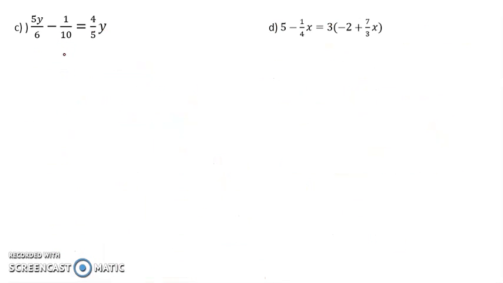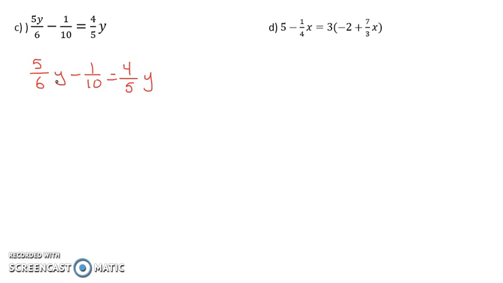Two final examples to just get us comfortable with this, in particular with this idea of using the LCD and killing the fractions. This first one here is 5y over 6 minus 1/10 equals 4 over 5y. Well, the first thing I want us to recognize is that that y is not necessarily associated with that fraction in any way. So we can just take that y outside or to the side of the fraction.